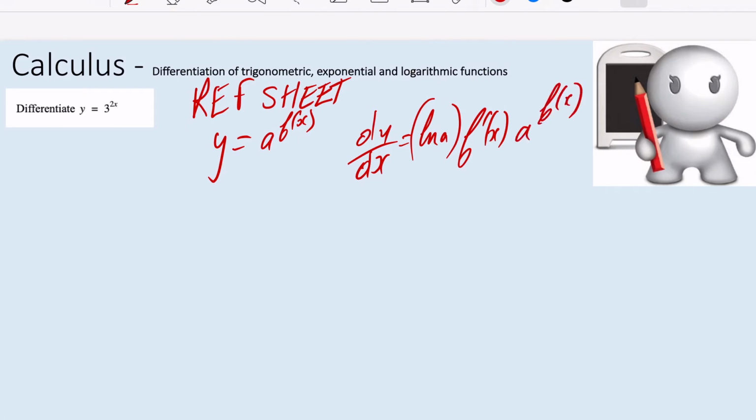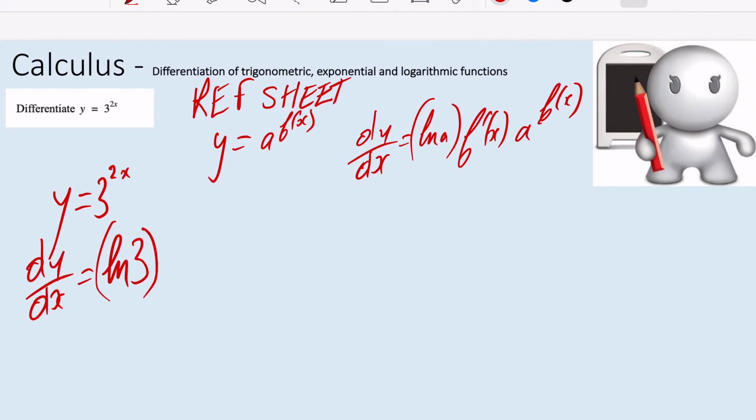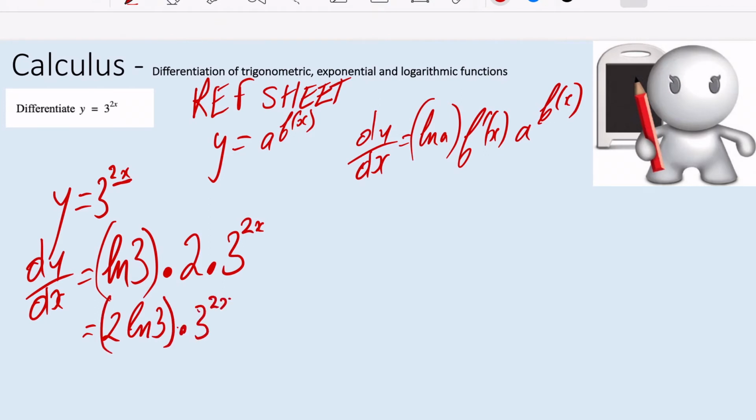Rightio, so let's get a start. y equals 3 to the power of 2x. Applying the given rule from my reference sheet, it's going to be the log of a, well, the numerical base is 3, multiplied by f dash of x, so the derivative of 2x is 2, multiplied by the numerical base, which is 3 to the power of f of x, which is 2x. Tidying that up, you will get 2 log of 3 multiplied by 3 to the power of 2x.